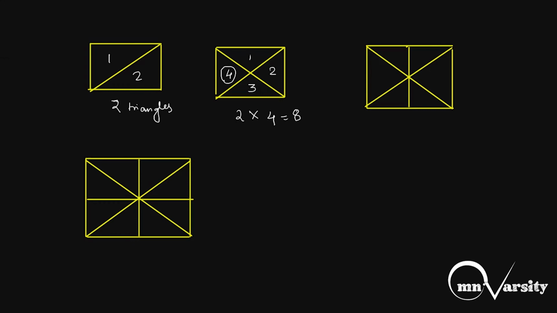For the next one, I am going to mark it as 1, 2, 3, 4, 5 and 6. Here also I am going to multiply the greatest digit 6 with 2, which will give me 12. Thus I can say that there are 12 triangles in the diagram. For the last one, I am going to mark it as 1, 2, 3, 4, 5, 6, 7 and 8. Since 8 is the greatest number, I am going to multiply 8 with 2 and it will give me 16. Thus, I can conclude that there are 16 triangles present in the figure.